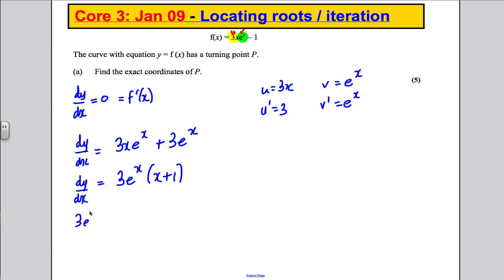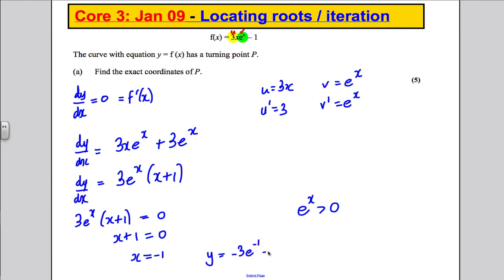So you're going to solve 3e to the x, x plus 1 is equal to 0. E to the x is always bigger than 0, so you get no solutions there. So therefore the only solution is x plus 1 is 0, which gives x is negative 1. If x is negative 1, then substituting back in up here, you would get that y is equal to negative 3e to the minus 1, subtract 1. That would be your y. So the coordinates are negative 1, negative 3e to the minus 1, subtract 1, and that's it. You've done for 5 marks.